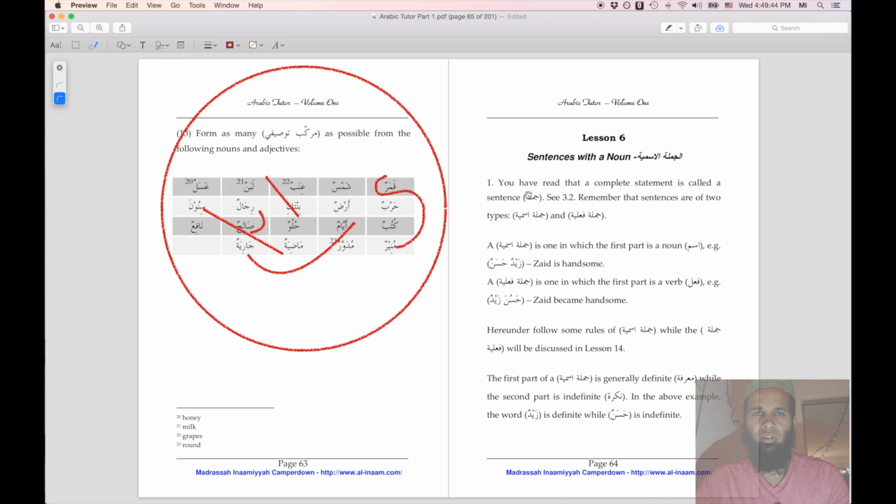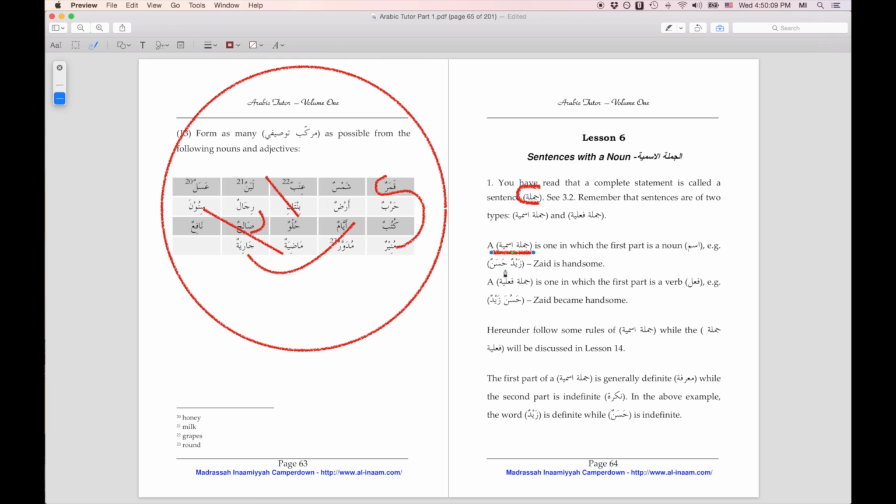We're going to go over lesson number 6, and lesson number 6 talks about Jumlatul Ismiya, sentences that begin with ism, or a noun. We have seen that a complete sentence is called a Jumla, lesson 3. Remember that sentences are of two types, Jumlatul Ismiya and Jumlatul Fi'liya. Jumlatul Ismiya is a sentence which begins with an ism, like sentence of ism, sentence of fi'l, basically that's what it means.